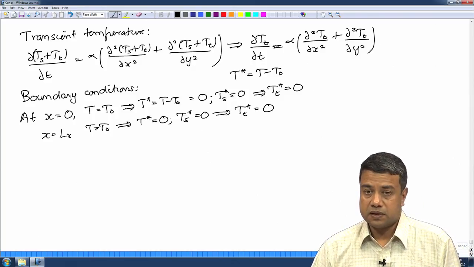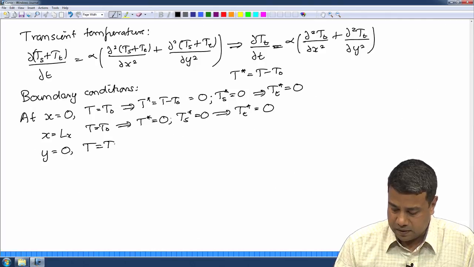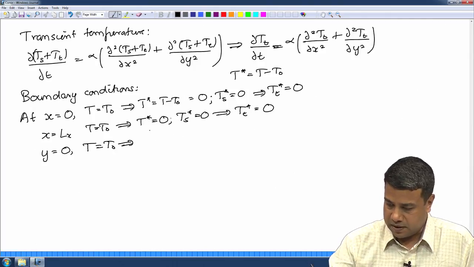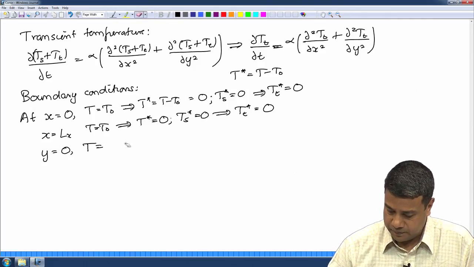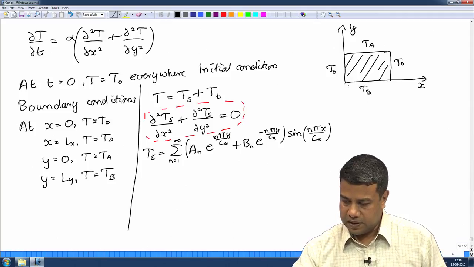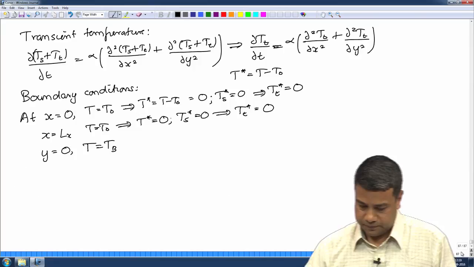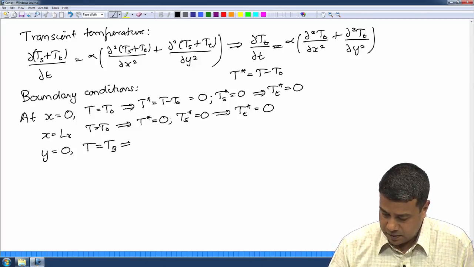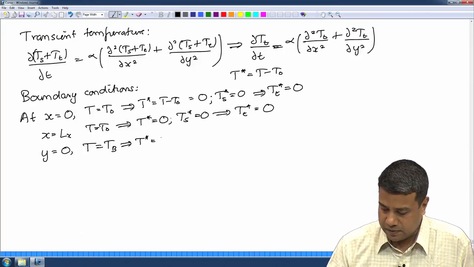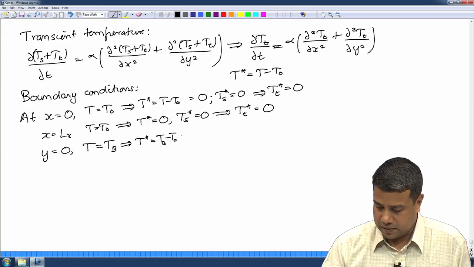What are the boundary conditions in the y direction? At y is equal to 0, T is equal to Tb. Which means that T star is equal to Tb minus T naught.